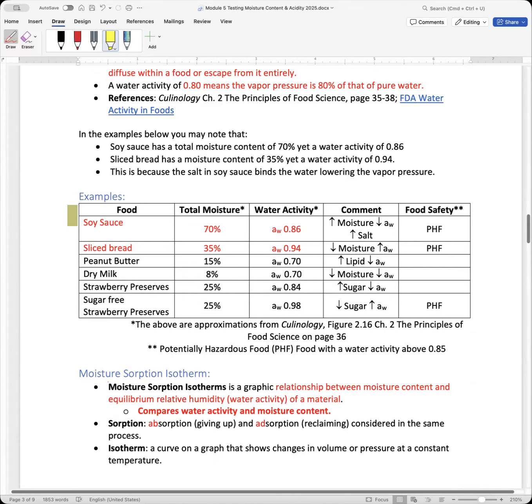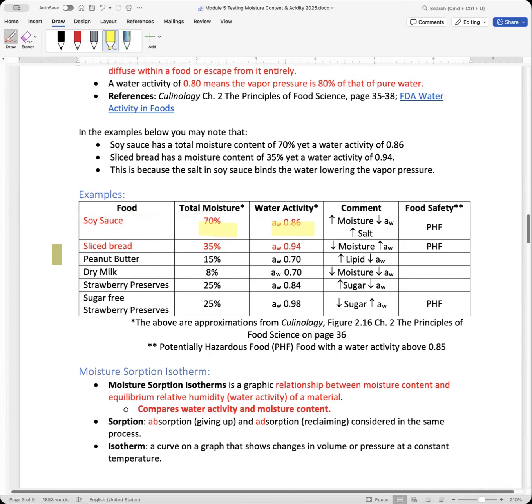I picked up some examples, so we can think about soy sauce, which we know is high in salt. And the salt ionically bonds the water so that it's not available to escape. If we look at the total moisture for soy sauce, it's about 70% water, but the water activity is about 0.86. So it's high moisture and high salt, but a lower than you would think water activity.